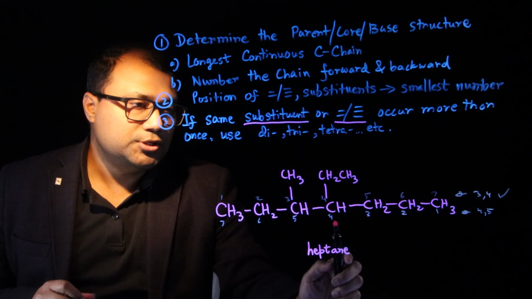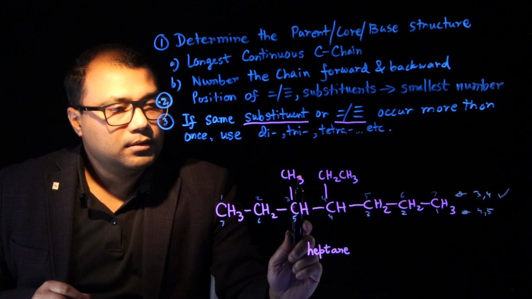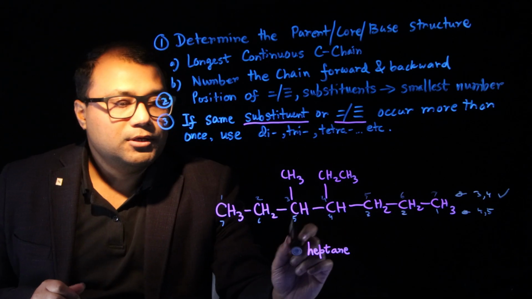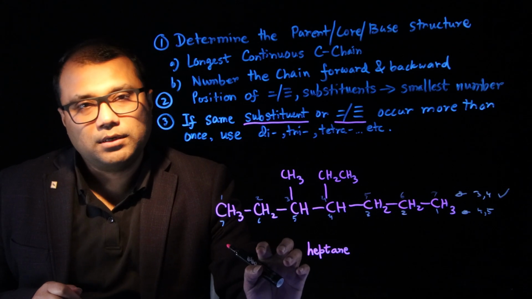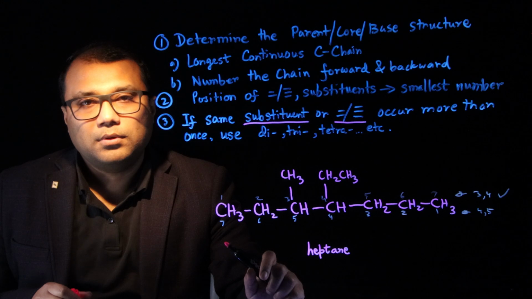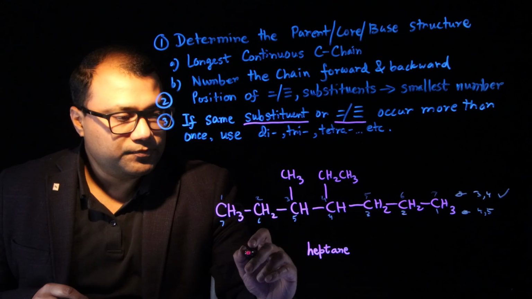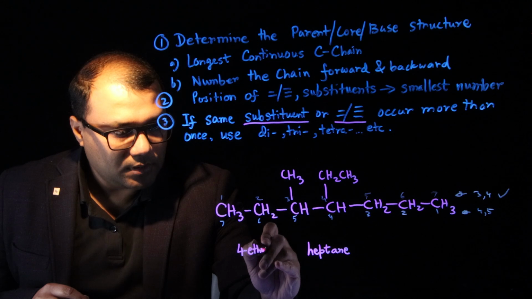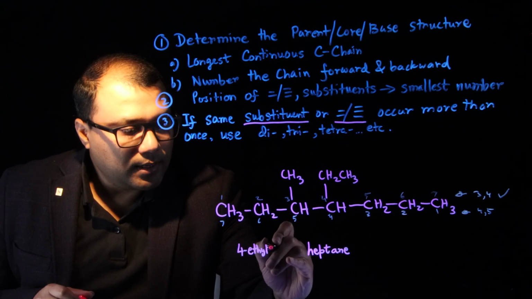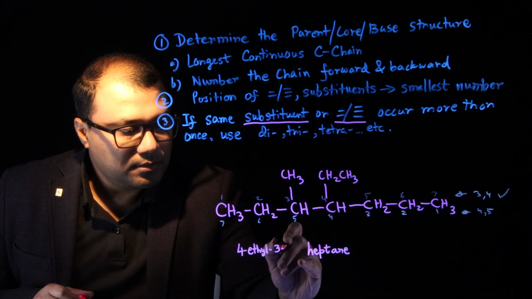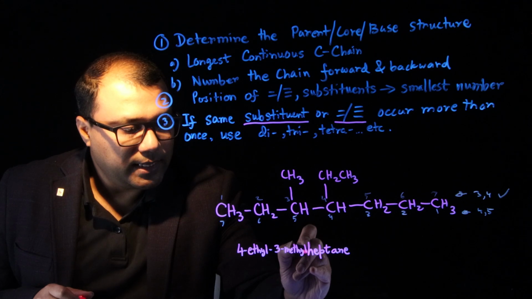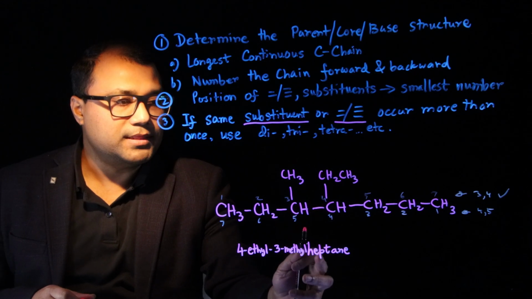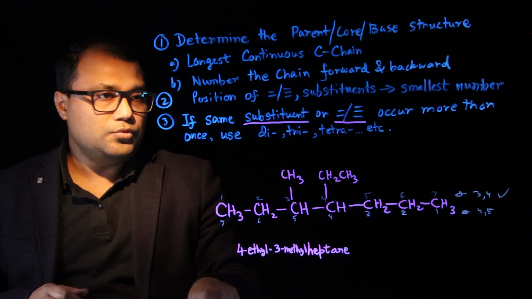Now we need to mention the position and the name of each of the substituent alkyl groups. So we have a methyl, we have an ethyl. If we have 2 different substituent groups, then we name them alphabetically. Since ethyl comes first, we will write 4-ethyl, because E comes first alphabetically, and then we will write 3-methyl heptane. Making sense? So 4-ethyl-3-methyl-heptane.